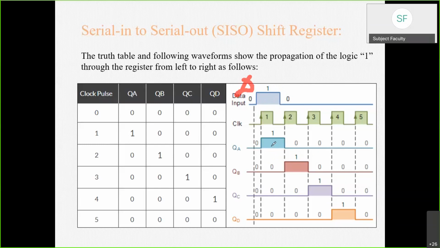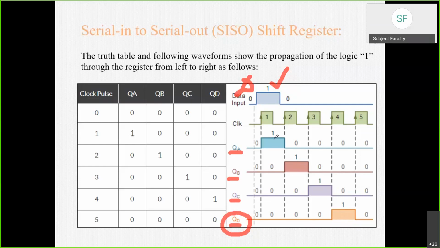Similarly, in the next clock pulse, what will happen? The output of QA is nothing but input to QB. So in the next clock signal, the output of this flip-flop will be 1. Then the output of flip-flop C will be 1 on the arrival of the third clock pulse. And finally, this data input which you have given as 1 will be collected at the output from QD on the fourth clock cycle.